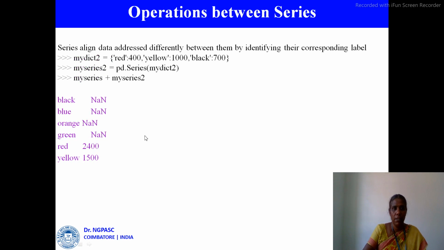Operations between series. Series align data differently between them by identifying their corresponding labels. So this is a dictionary, and I have created a series by passing the dictionary. So my series 2 will be this series, and I already have some content in my series. When I want to add these two series, it will check the label values. If the labels are the same in both series, it will add the values. Otherwise, it will give not a number.